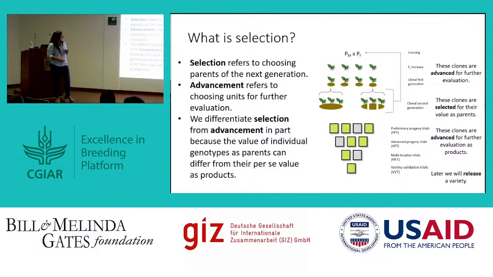We do differentiate these in part because the values you're going to use for them should probably be different, all right? The value of individual genotypes as parents can be different from their value as products. Let's look at a quick example of that breeding scheme we looked at before. After we make our crosses, we have some clones that get advanced for further evaluation, okay? They also get evaluated here at this stage, and they get selected as well for their value as parents. They get recycled, fine. Next, we move them into a more advanced stage of product development, and they again get advanced further as products, and then we're going to release the variety.